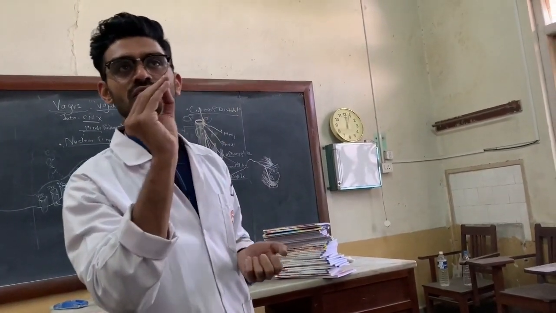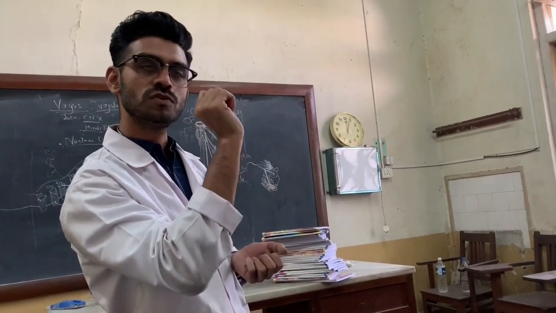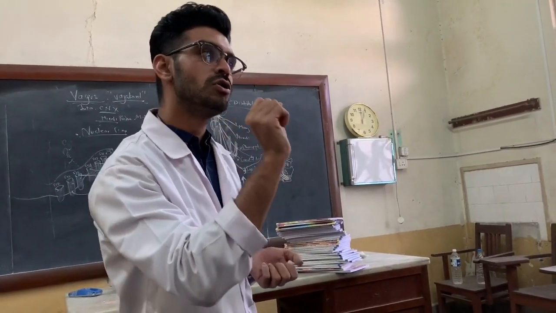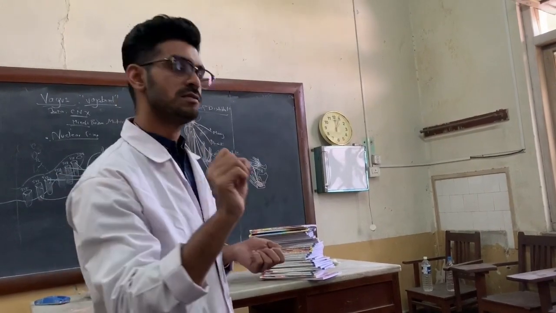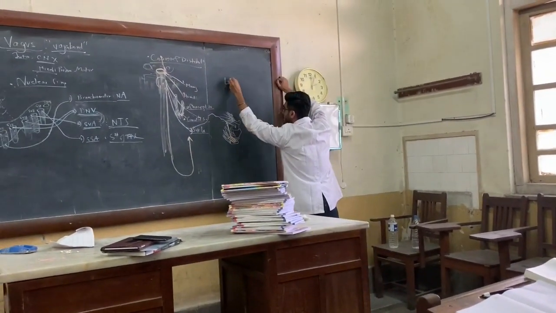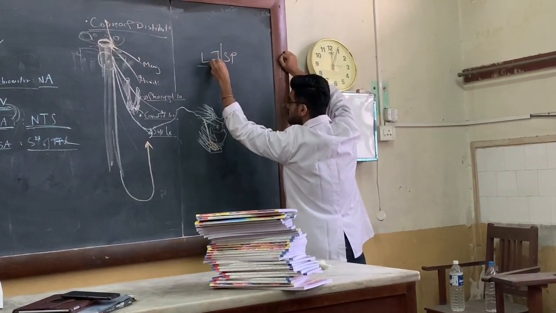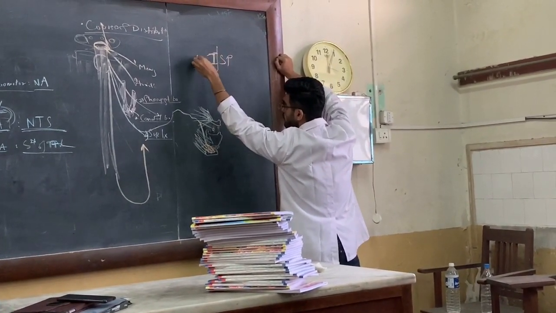Whatever. Left inferior. So the inferior branch of the left vagus contributes to the superficial cardiac plexus. In case this is ever asked in your MCQs, I'm just going to put this down here. L-I-S-P. What does left inferior mean? It means the inferior branch of the left vagus nerve.